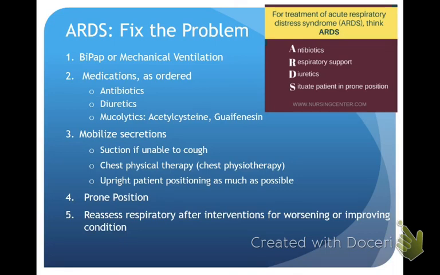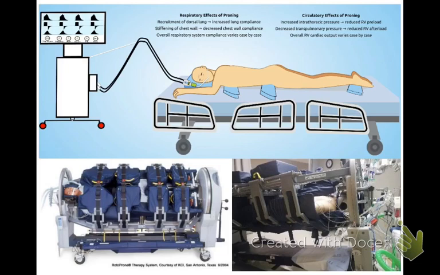So that's what we're doing. It's supportive. There really isn't anything we can do to go in there and pull that fluid out of the lungs. The best we can do is give them diuretics and give them positive pressure ventilation to try and push that fluid out of there. And if we still cannot oxygenate them, we will prone them. Does that make sense to everybody, and why we do the things we're doing with our ARDS patients?